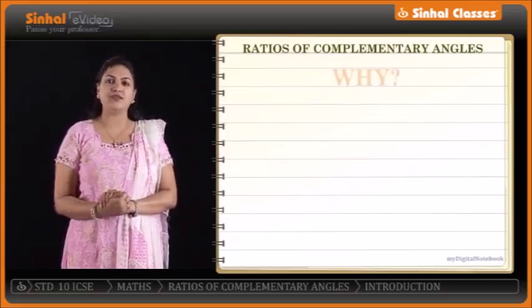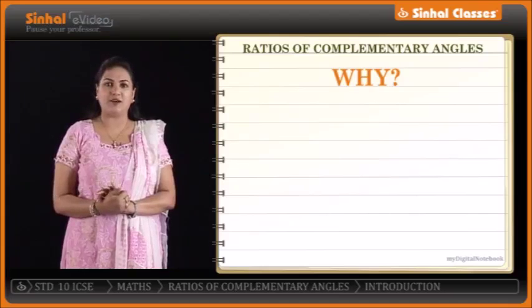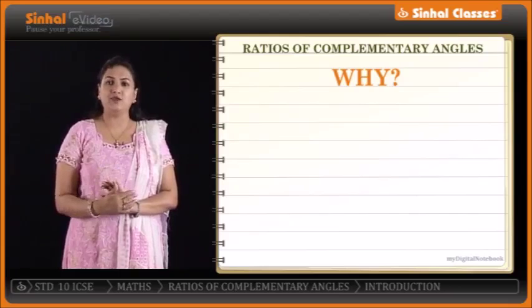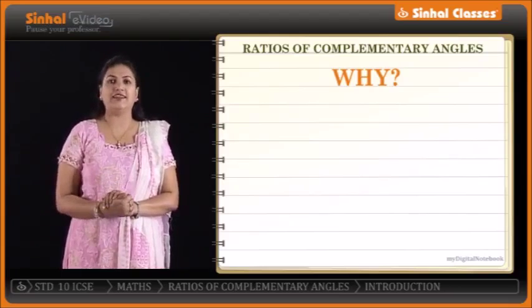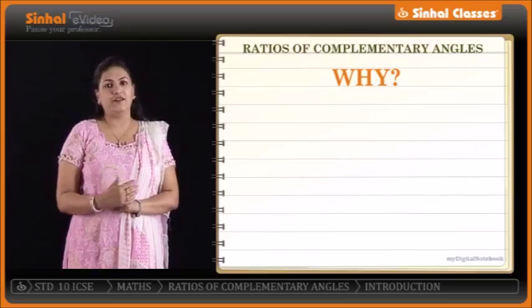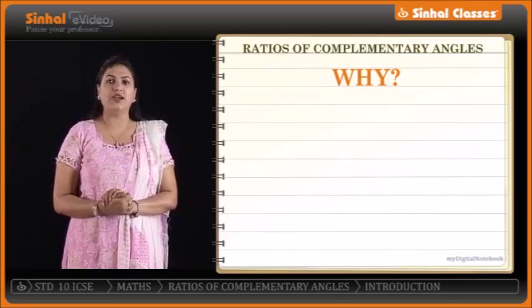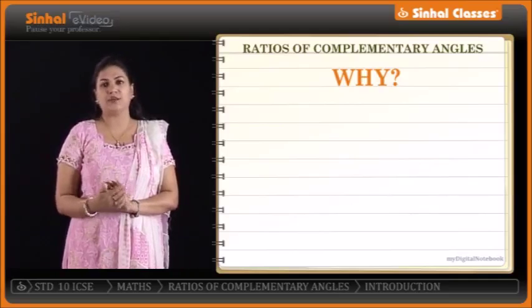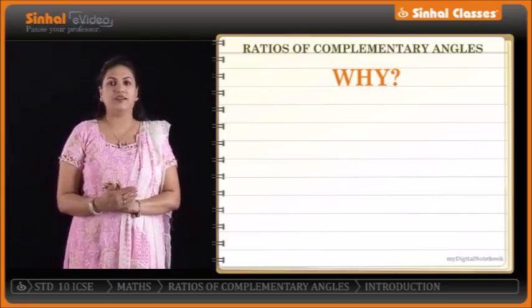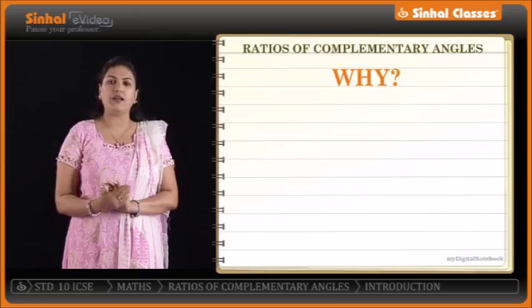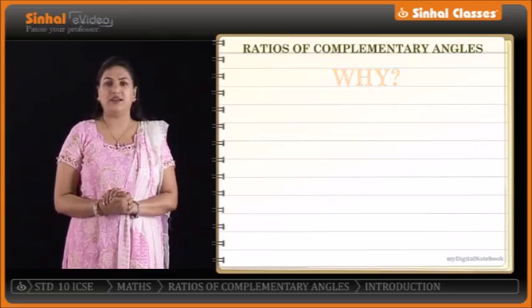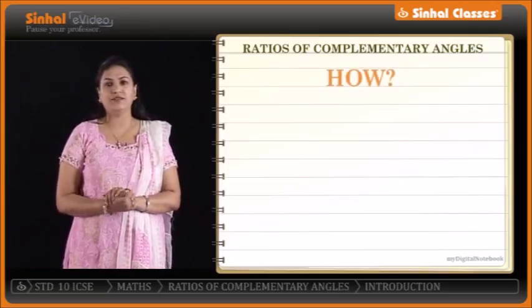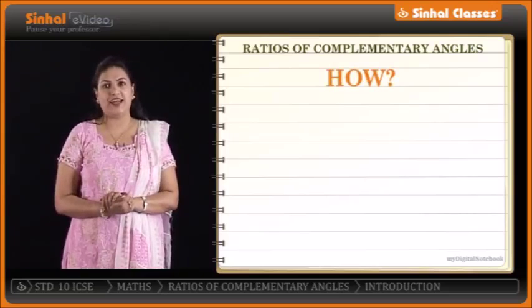Now why use these ratios? As we have seen in the first chapter of trigonometry, fundamental identities, we had used those identities to prove the trigonometric identities. Here, we will be using these ratios to simplify the given expression and prove the required result or evaluate the expression. Now, how to use ratios of complementary angles?